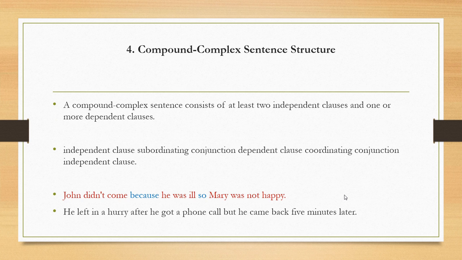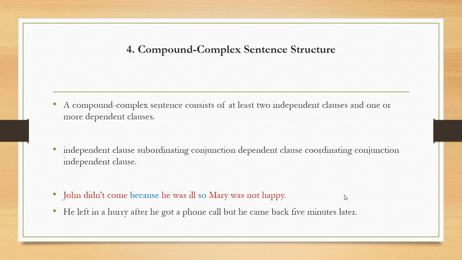The fourth one and the last one is called the compound complex sentence. Look at the very title of this sentence: compound and complex. It means that this sentence is a combination of the compound as well as the complex sentence. A compound complex sentence consists of at least 2 independent clauses and 1 or more dependent clauses. It's a mixture of dependent and independent clauses.